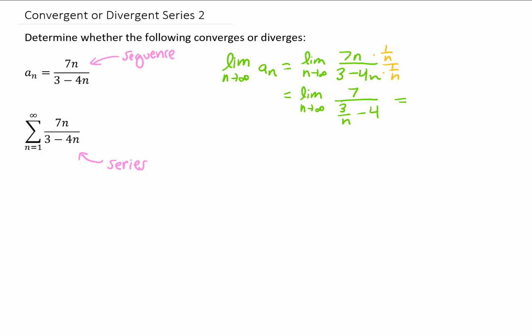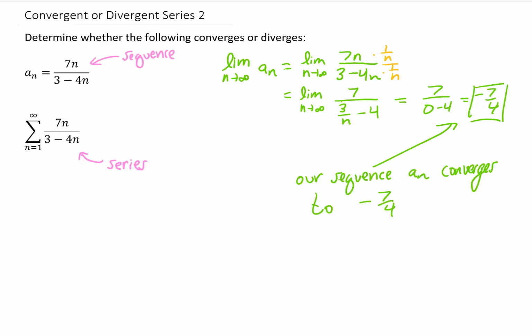Now we're in a position where if we take n to infinity, we get 7 over 0 minus 4, or we get negative 7/4. And since the limit as n goes to infinity of our sequence is a finite number, our sequence a sub n converges to negative 7/4. Given this result, we know the answer right away to whether or not our series converges.